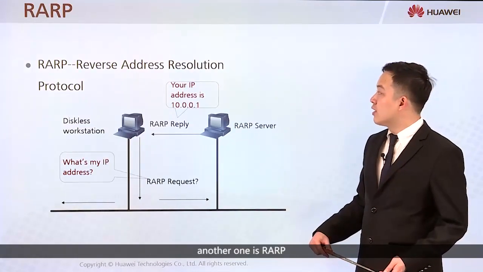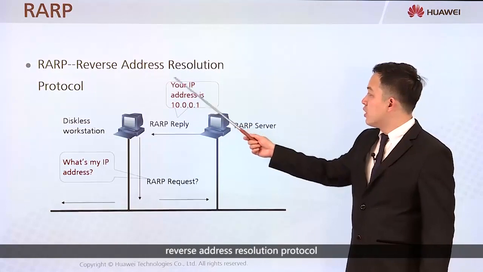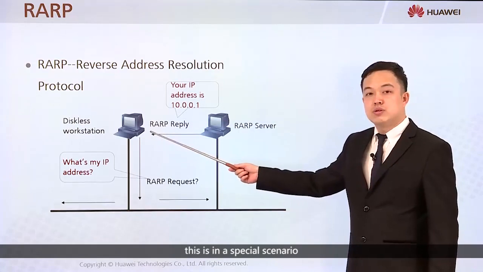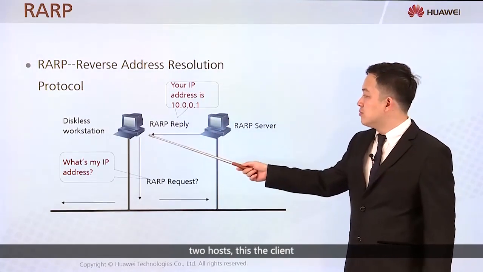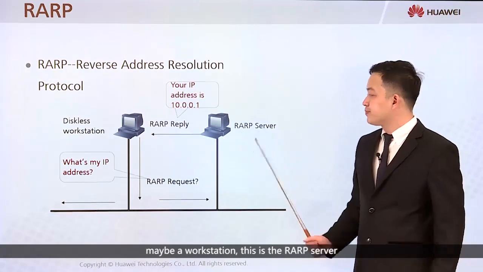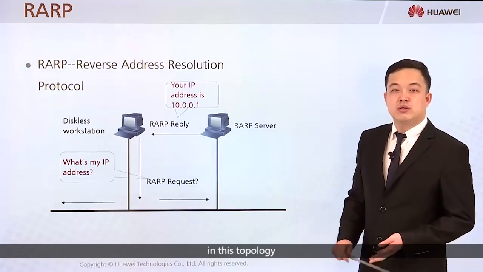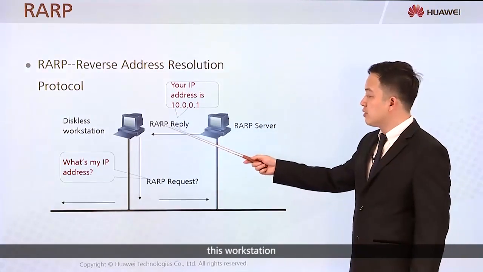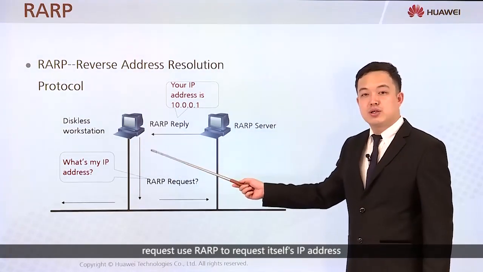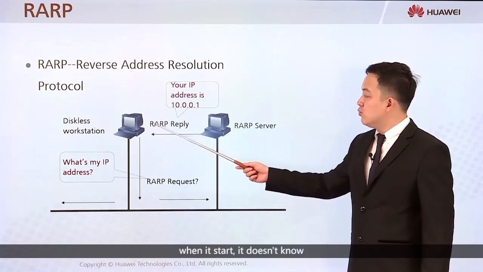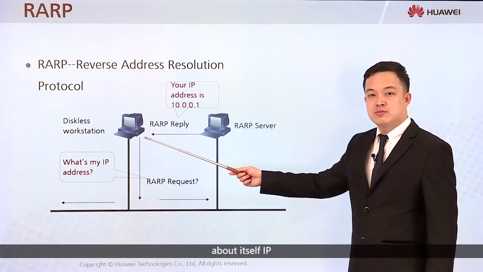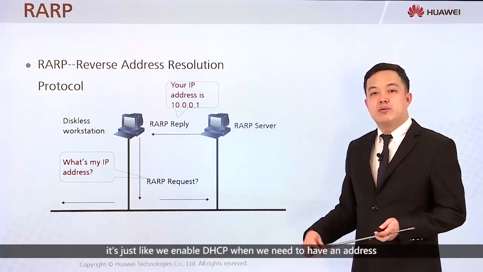Another one is RARP, Reverse Address Resolution Protocol. This is a special scenario. There are two hosts: this is the client, maybe a workstation, and this is a RARP server. In this topology, the workstation uses RARP to request its own IP address, because when it starts, it doesn't know its own IP. It's just like when we enable DHCP.